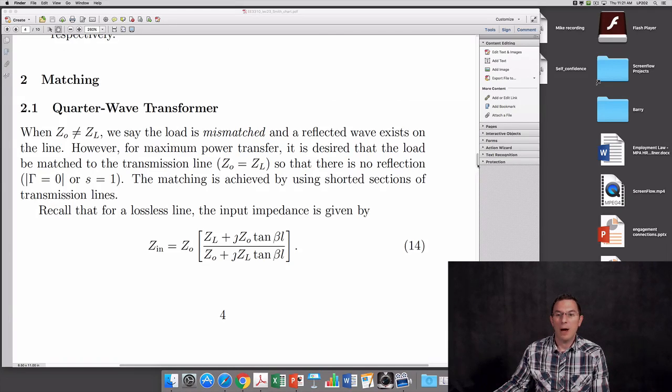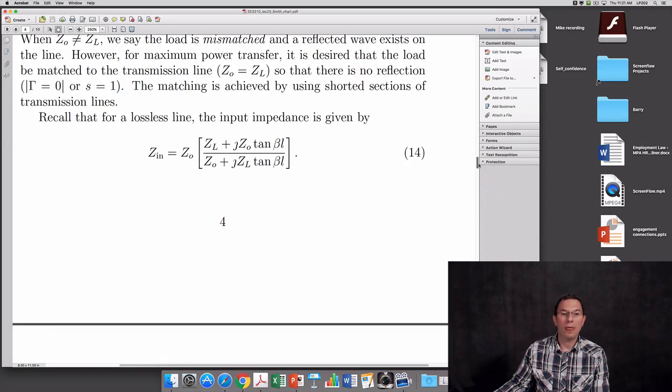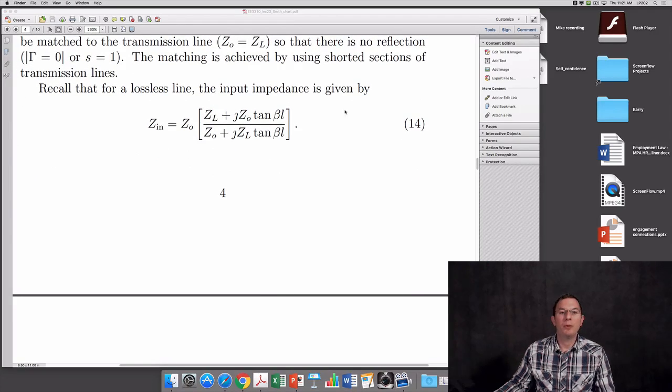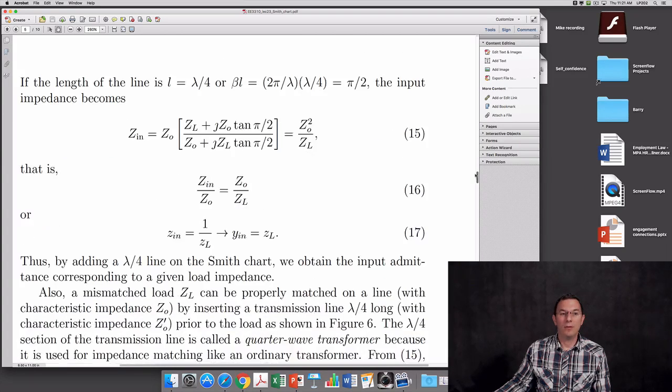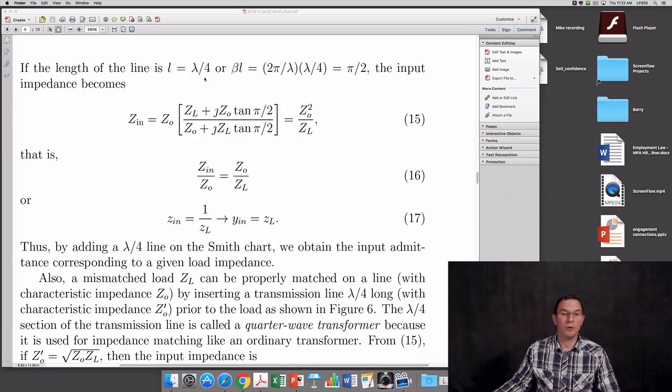Now, recall that for a lossless line, the input impedance is given by this equation right here. If the length of the line is a quarter wavelength, or lambda over 4, then beta L is equal to, beta is 2 pi over lambda, the length is a quarter wavelength, lambdas cancel, 2 over 4 is 1/2, and we get pi over 2. And so the input impedance becomes Z naught times ZL plus j Z naught tangent pi over 2, over Z naught plus j ZL tangent pi over 2, like that.